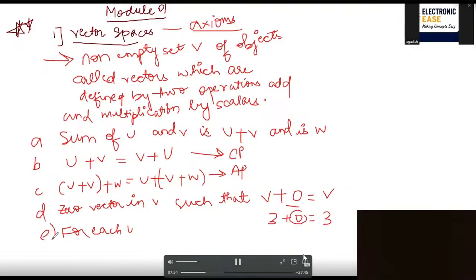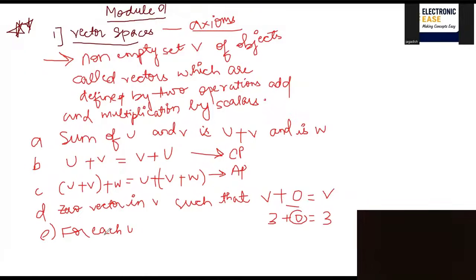So for each u in V. If you come to the classes daily and write down whatever is being followed, you can easily score above 70 marks. For each u in V, there is a vector.